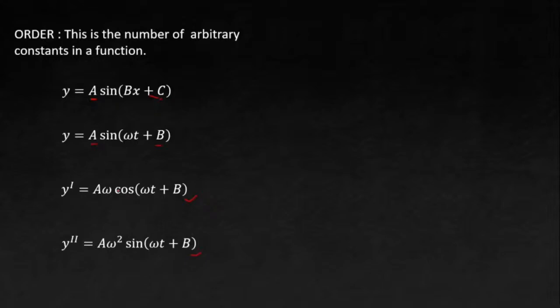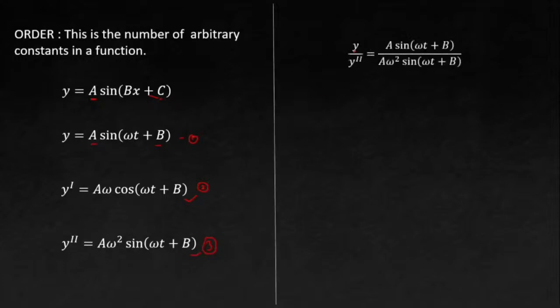So what can you do? Let's assume this is equation 1, this is equation 2 and this is equation 3. So we have 3 equations here. You check which equation you are going to use. When you divide equation 1 over equation 3, you can do some cancellation and it will eliminate the sine.